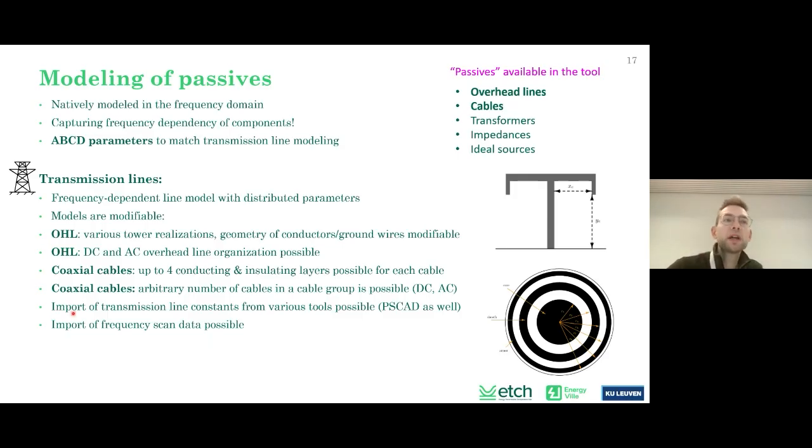Another more recent feature is that we can also import transmission line constants from various tools, PSCAD in this case. So when you have a very complex cable system, a crossbonded cable for example, or maybe a mixed system with pipe-type cables and coaxial cables, so very complicated, you can do the modeling in PSCAD, export your shunt admittance matrix and your series impedance matrix, and then you can still run your stability analysis in PowerImpedanceACDC. And of course, there's also the option to include frequency scans of a two-port representation of a transmission line.